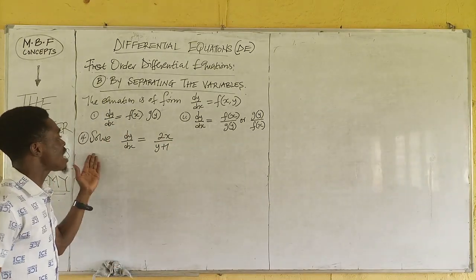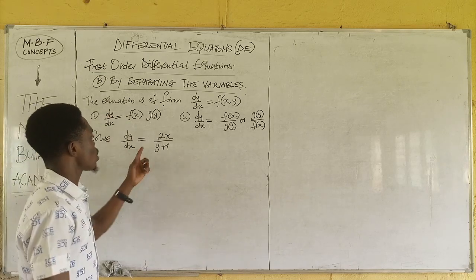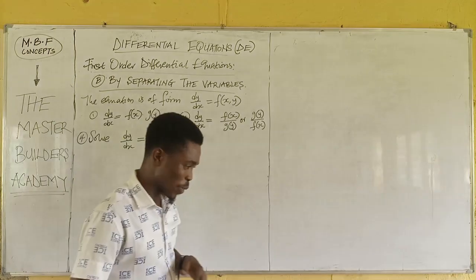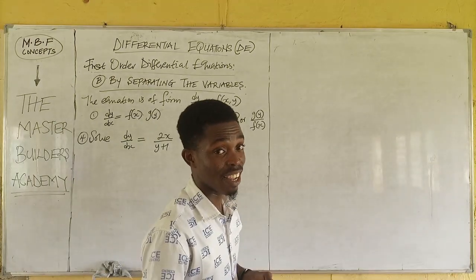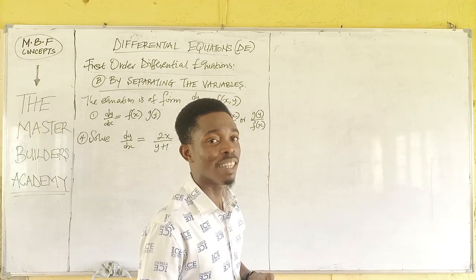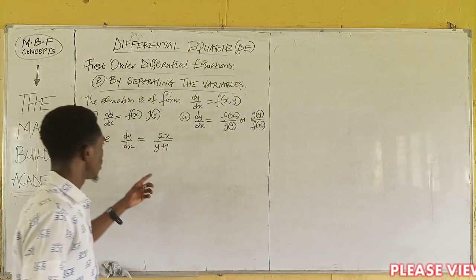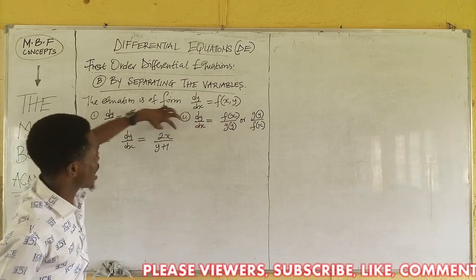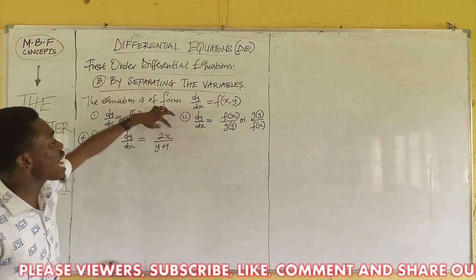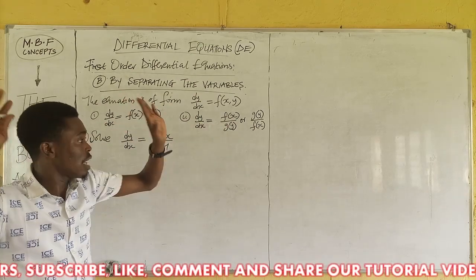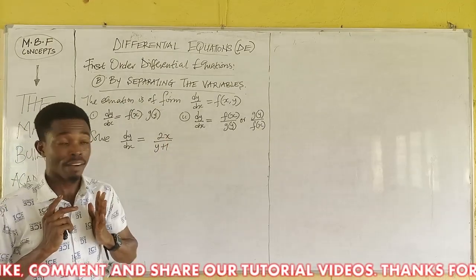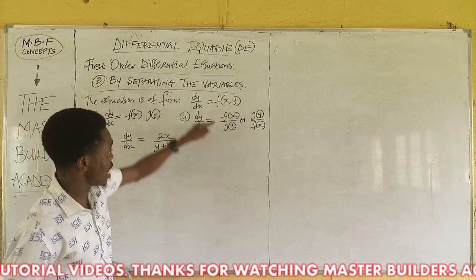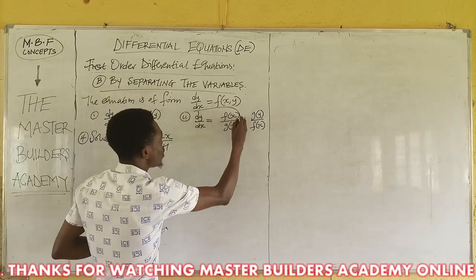Now on the board, we have question number 4, a continuation of our previous class. Listen carefully, we are asked to solve dy over dx is equal to 2x over y plus 1. This is dy over dx, already clear, like we have here. Now at the right hand side we have a function of x and a function of y. Here at the numerator we have a function of x, and at the denominator we have a function of y, which agrees with this.